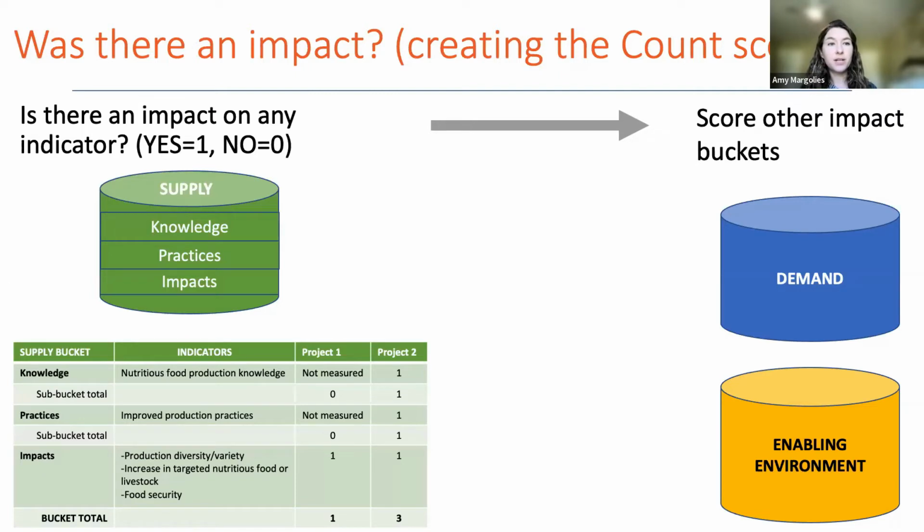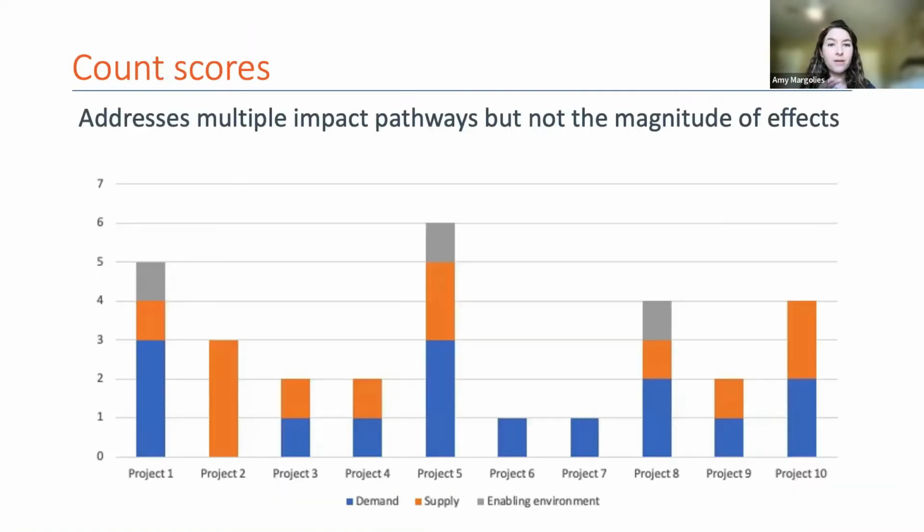Is there an impact on any indicator, yes or no? And on the left side, you see the supply bucket broken down into the intermediate pathways of knowledge, practices, and impacts. And you see these various indicators. So essentially, we took the suite of interventions and we're just doing a very simple binary score. And going forward, scoring the other impact pathways as well of demand and enabling environment. So here you are able to see how this actual suite of interventions that we used scored in these count scores. So this addresses the fact that there are multiple impact pathways that the projects are impacting.